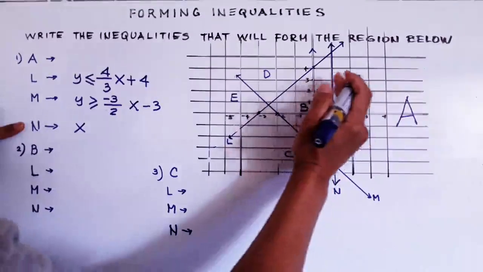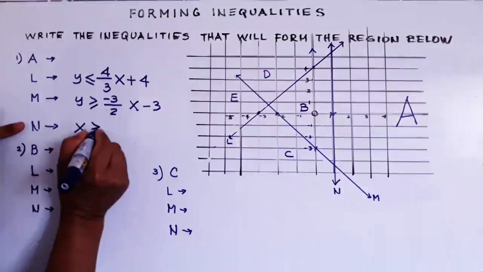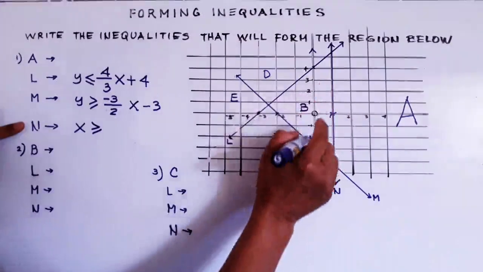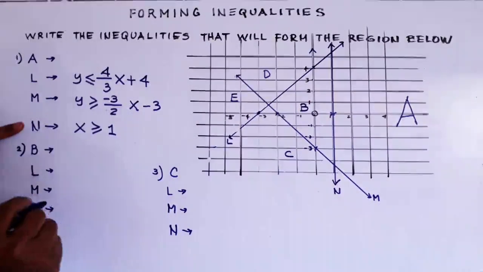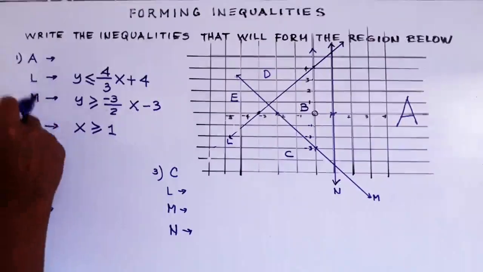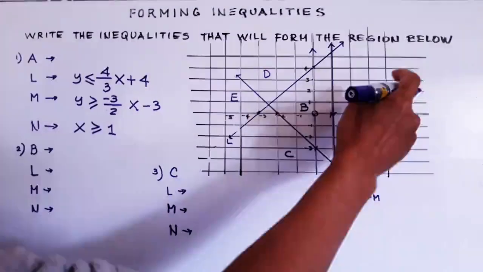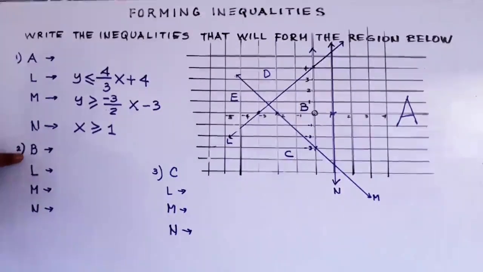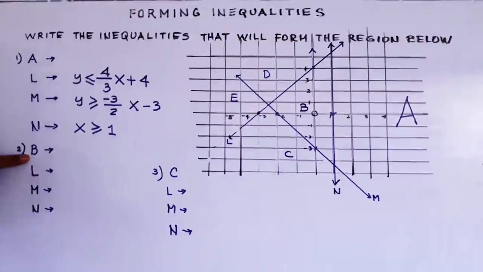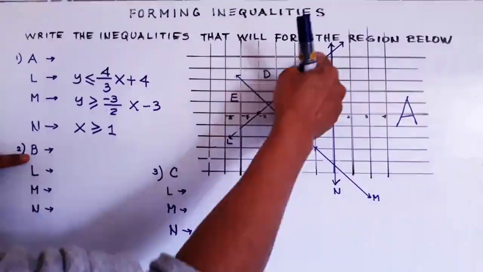The 8 is on the right, therefore that is greater than or equal to. And what is that number? It is 1. So that one is the inequality. The 3 inequalities to find, so that the region A will be true. Okay, number 2. Let's find the inequalities that will form region B. Where is region B? Oh, the triangle here.